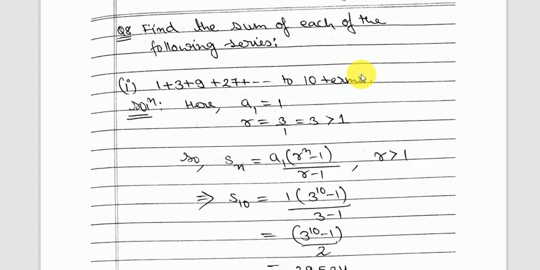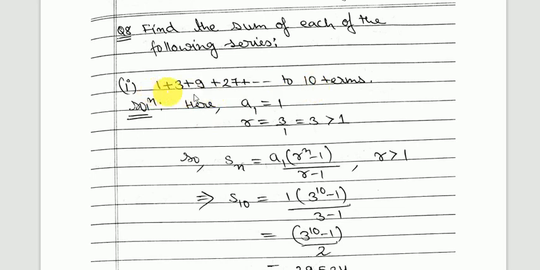Question number 8. Here the question says, find the sum of each of the following series. Okay. So the first one is 1 plus 3 plus 9 plus 27 plus so on till 10 terms. So here n is given to us, that is 10.